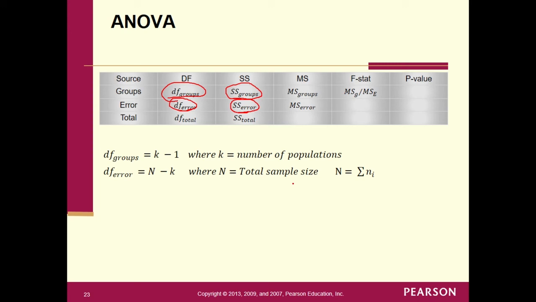The degrees of freedom for error. Please note, it's a big N here. It's a capital N minus K, where capital N is the total sample size of all the samples put together. So it's the summation of all the individual sample sizes from each of the groups. I'm going to go through an example here, and you'll see capital N later on. Please note, it is the summation of all the sample sizes from all the different groups.